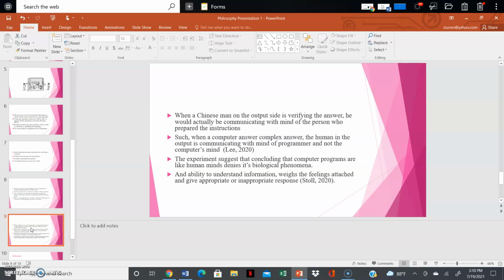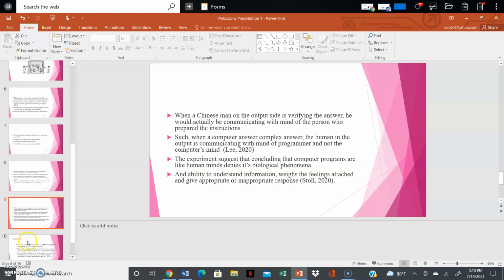The experiment suggests that, contrary to concluding that computers' programs are like human minds, the mind is a biological phenomenon, and the ability to understand information weighs the feelings attached and gives an appropriate or inappropriate response.